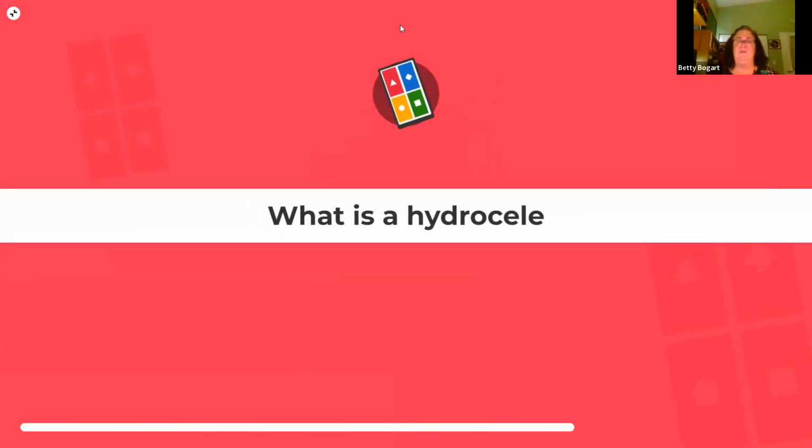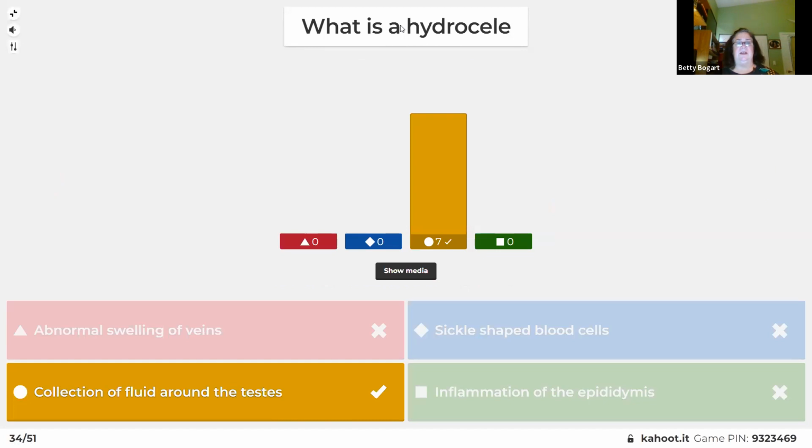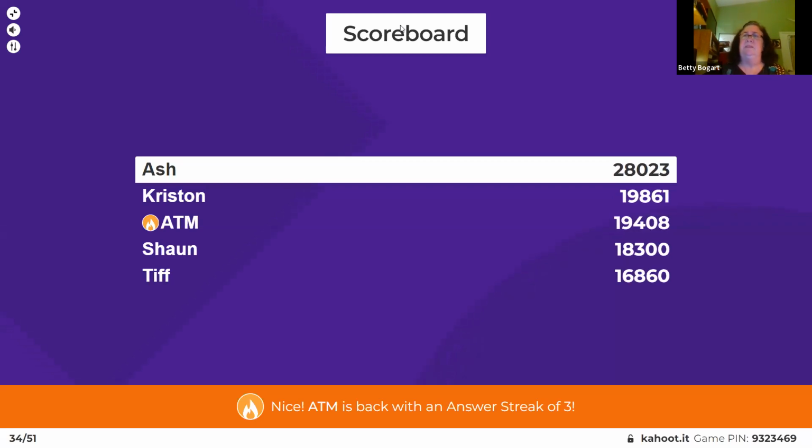What is a hydrocele? Hydrocele is fluid around the testes, and it's uncomfortable. And sometimes it actually causes incontinence, even in older children and adults. They need an antibiotic.